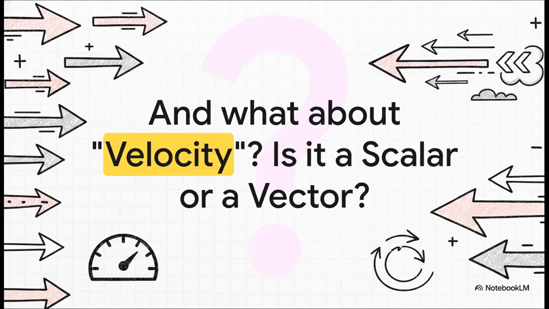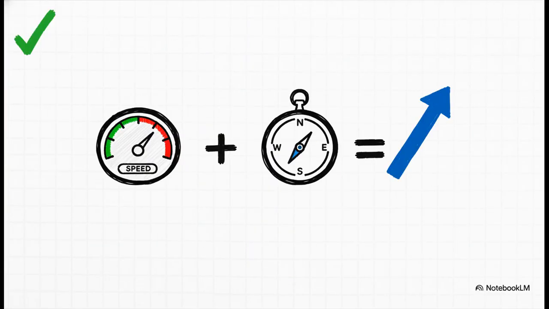So what about its close cousin, velocity? Is that one a scalar or a vector? You got it. Velocity is a classic textbook vector. It's just speed plus a direction. So 100 kilometers per hour north isn't just a speed anymore, it's a velocity. You absolutely need both of those pieces of info for the full picture.